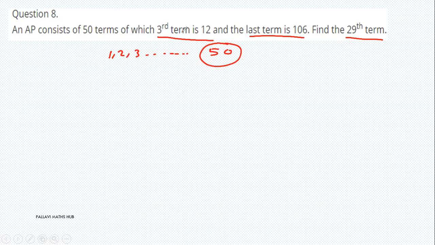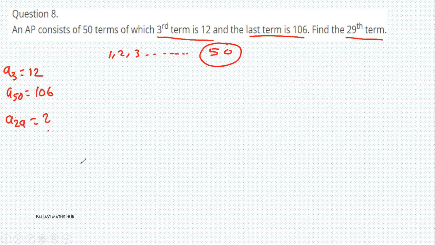First write down: the third term is 12. A3 is equal to 12. And the last term: observe here, instead of 50 terms, they mentioned the last term. So which is the last term here? 50 is the last term. Write down A50 is equal to how much? The last term is 106. A50 is equal to 106. You need to find out A29.